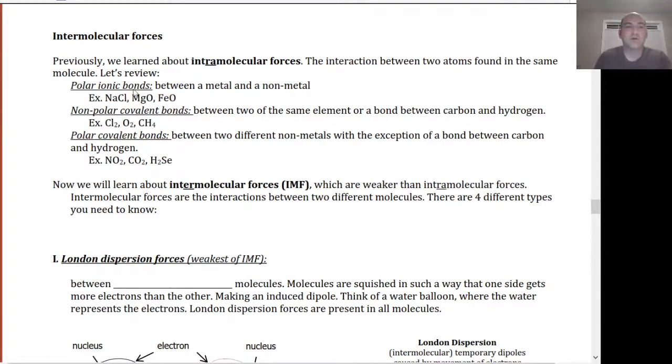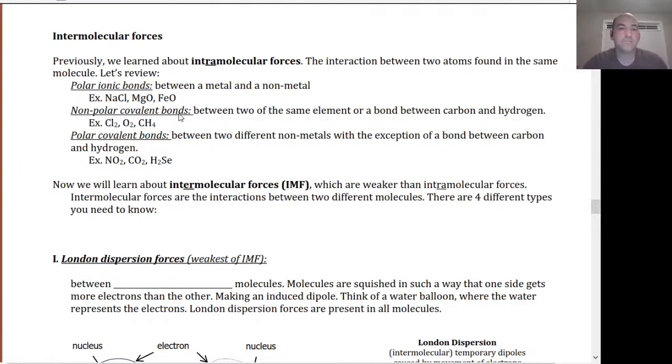We had polar ionic bonds, nonpolar covalent bonds, and then polar covalent bonds. We've talked about those types of interactions. So now we're talking about the interactions between different molecules. How does one molecule of a substance interact with another molecule of that substance? Or how does a molecule of one substance interact with a molecule of a different substance? Or atoms, if we're going down to the atoms.